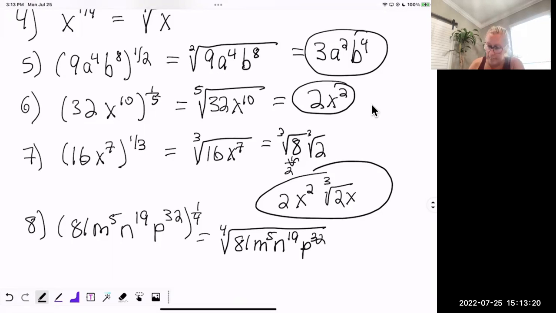Yep, so this is 3. Even m's: how many 4's are in 5? 1, with 1 m left over. How many 4's are in 19? That would be 4. That's 16. How many are left over? 3, to make 19. How many 4's are in 32? That would be 8. And that's the even. There are no leftovers. And there's my answer.